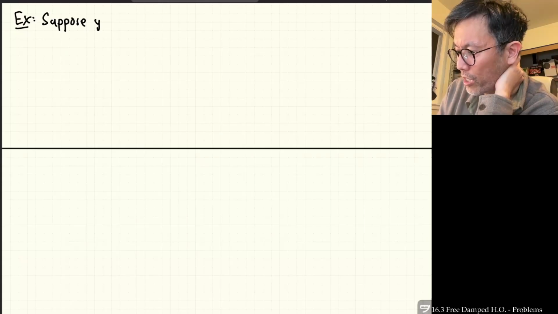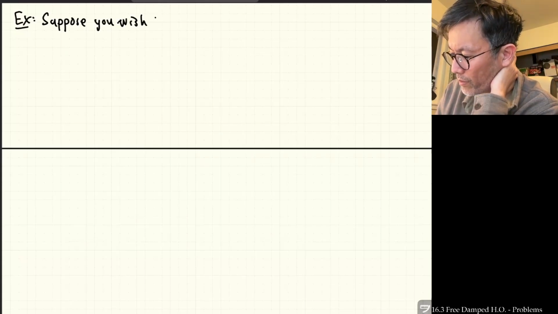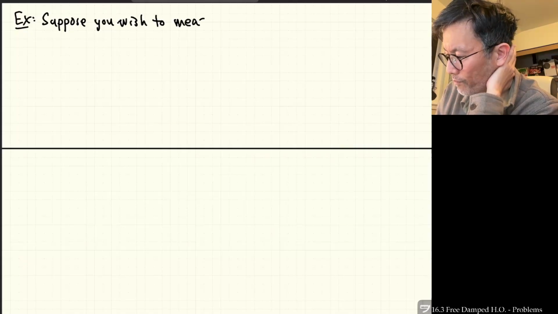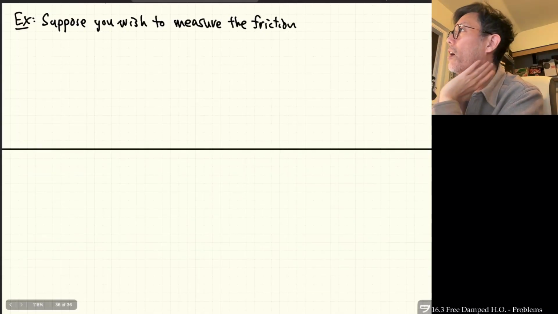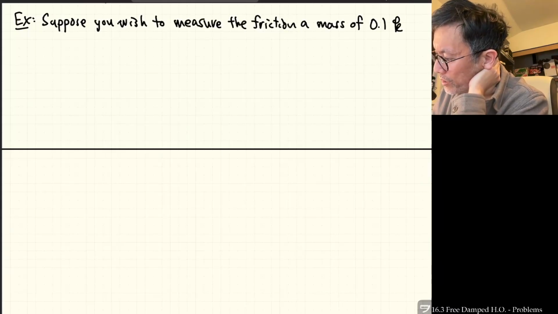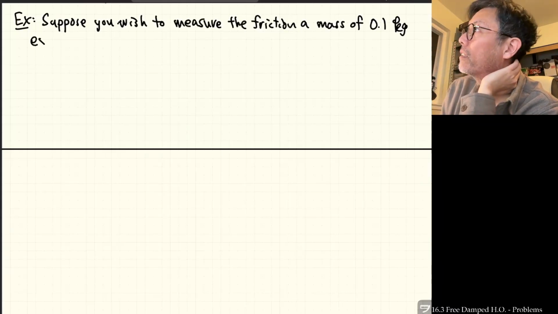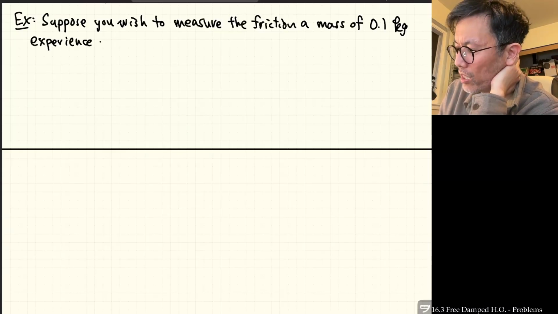Suppose you wish to measure the friction that a mass of 0.1 kilograms, so 1/10 of a kilogram, experiences as it slides along the floor.